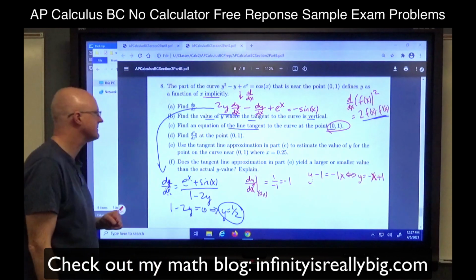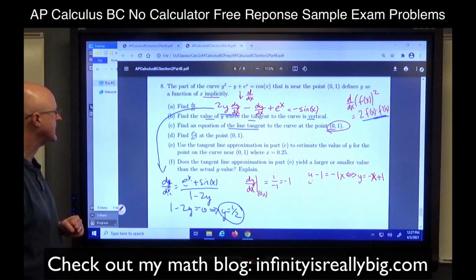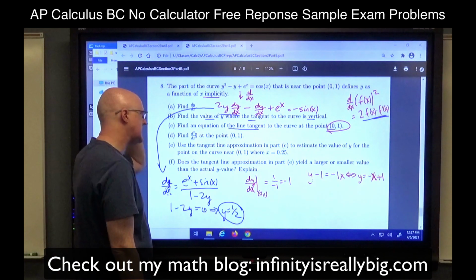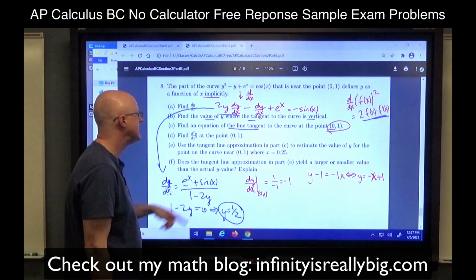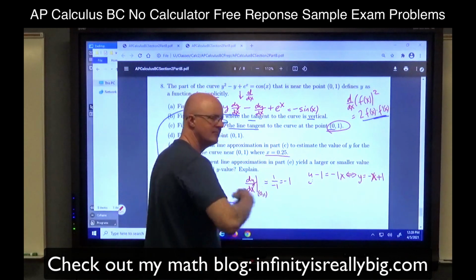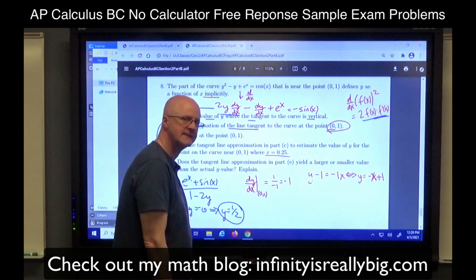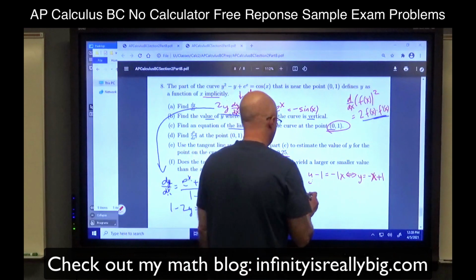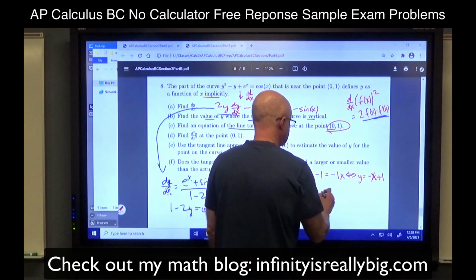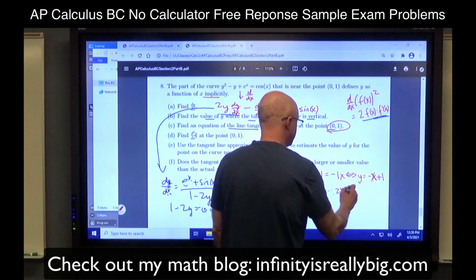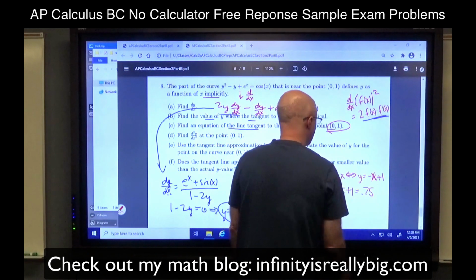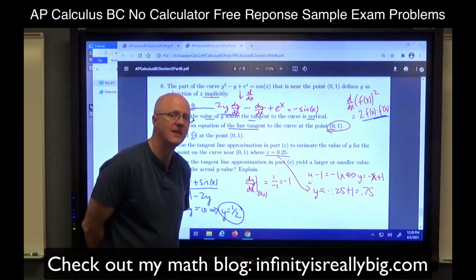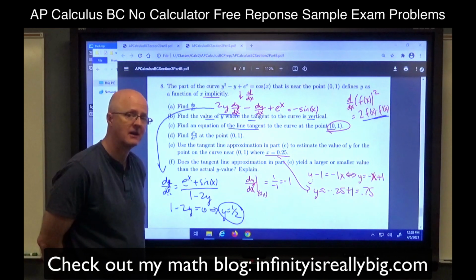I'm going to skip part D for the moment. Let's do part E. Use the tangent line approximation from part C to estimate the value of y for the point on the curve near this point, but slightly changed. Let x be 0.25 instead of 0. All you have to do is just use the tangent line. So y is approximately negative 0.25 plus 1, which is 0.75, when x is 0.25. Is it exact? No. That would be a linear approximation to a curve. It's not going to be exactly right.